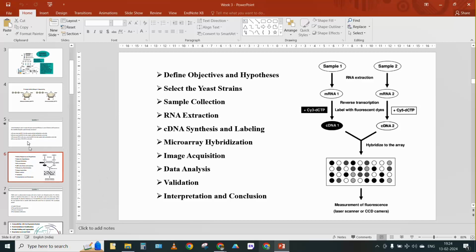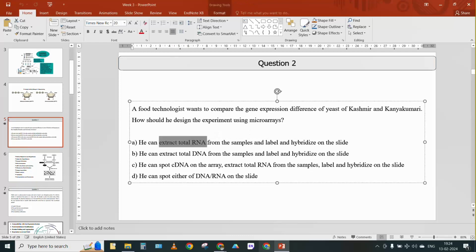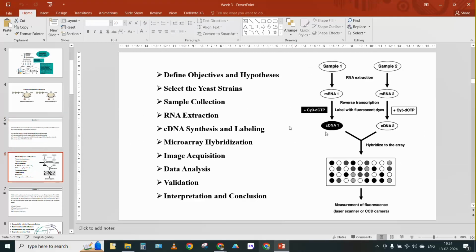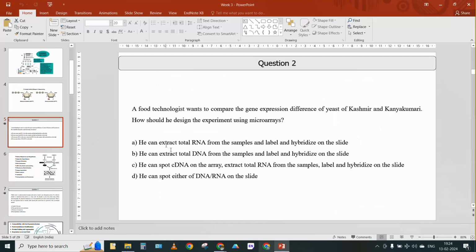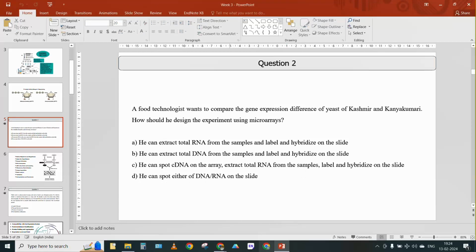So now we'll go through the options. He'll not deal with any total RNA; it's complementary DNA, as I've told here. So he'll deal with the complementary DNA according to these principles. He can spot the complementary DNA on the array, then he'll extract total RNA from the samples, label it and hybridize on the slides. According to these theories, option C is the correct one.